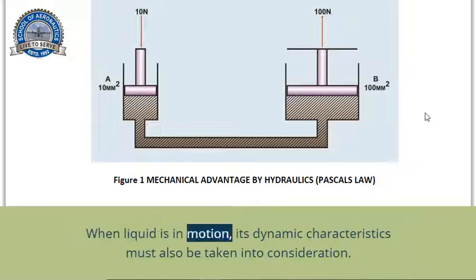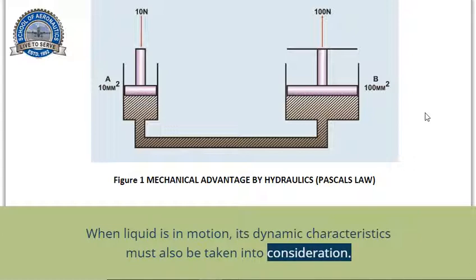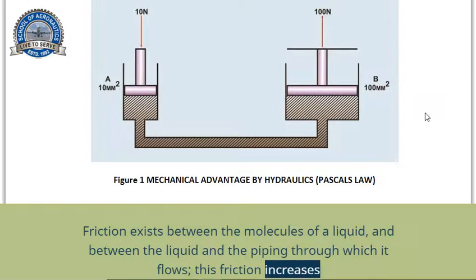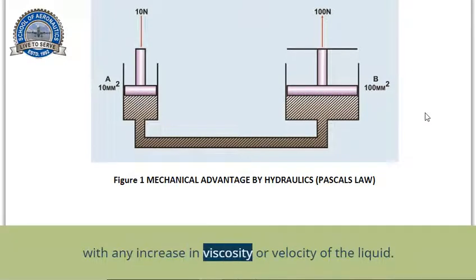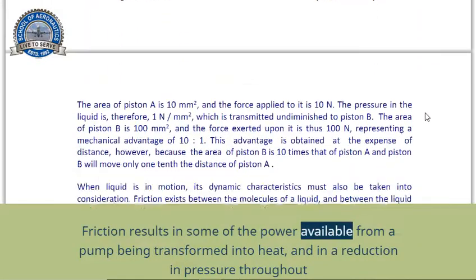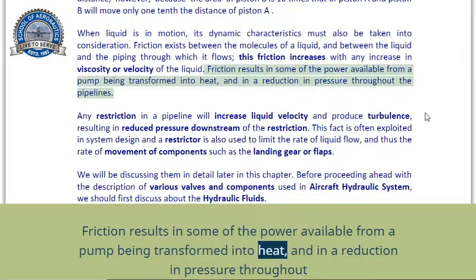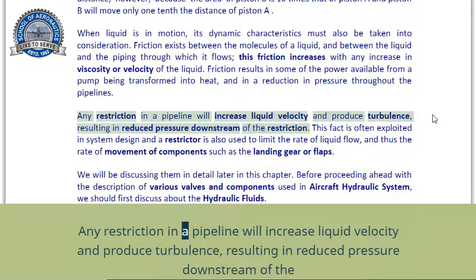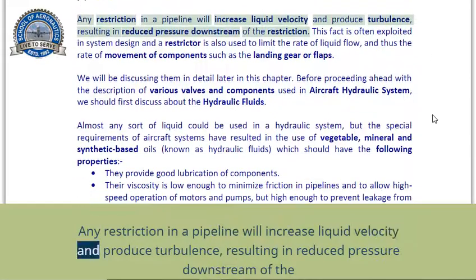When liquid is in motion, its dynamic characteristics must also be taken into consideration. Friction exists between the molecules of a liquid, and between the liquid and the piping through which it flows. This friction increases with any increase in viscosity or velocity of the liquid. Friction results in some of the power available from a pump being transformed into heat, and in a reduction in pressure throughout the pipelines.